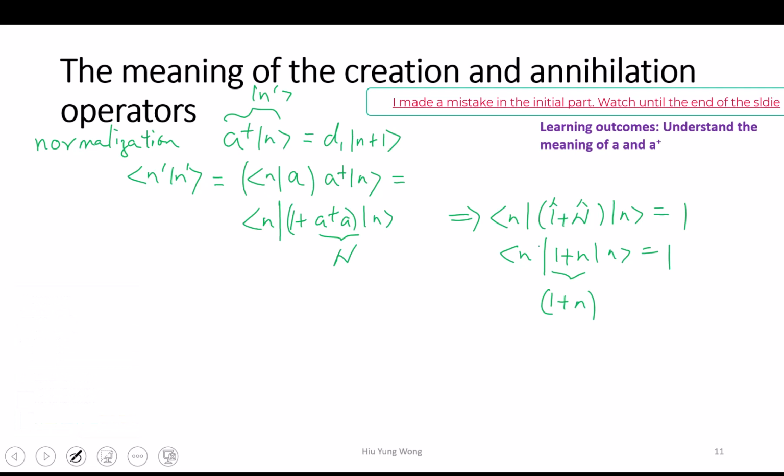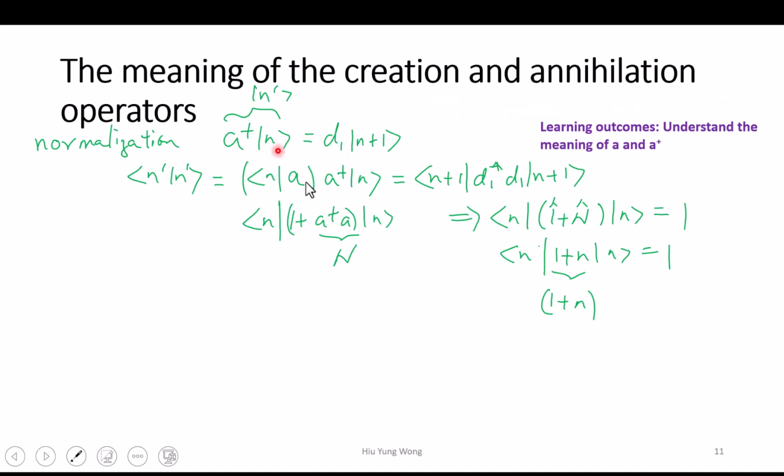However, this one also equals n plus 1 d1 star times d1 n plus 1. Right, so I come back to here. Is this okay? So I'm trying to equate this equation, right? So I made a big mistake. Hopefully you learn from the mistake. A dagger n doesn't need to be normalized, right? What needs to be normalized are the basis vectors 1, 2, 3, n plus 1. N and n plus 1 need to be normalized. Not A dagger n.